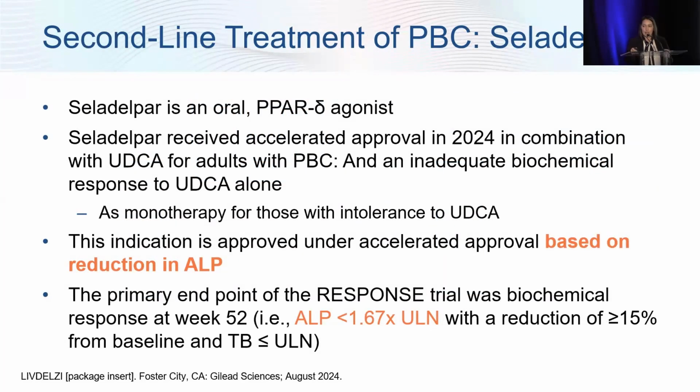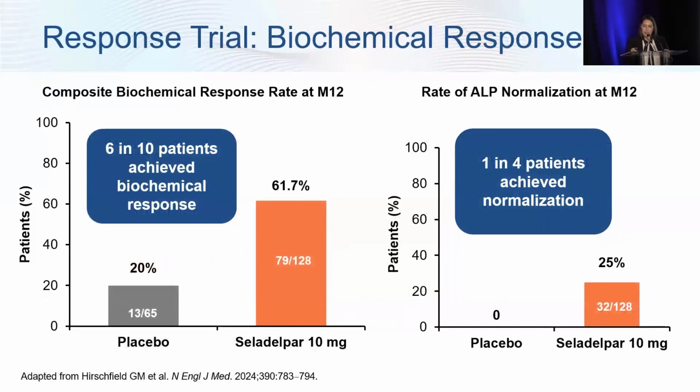The second-line therapy to get approved this summer was seladelpar. This is a selective PPAR delta agonist. All of the things as far as the accelerated approval, who and when you should use it, are the same as what I just mentioned. But this was the RESPONSE trial. So slight differences here. 61.7% of patients met that primary endpoint of the alk phos reduction below 1.67 times the upper limit of normal, compared to 20% in the placebo group. And then 1 in 4 patients, or 25%, had a normalization of their alk phos, compared to 0 in the placebo group.